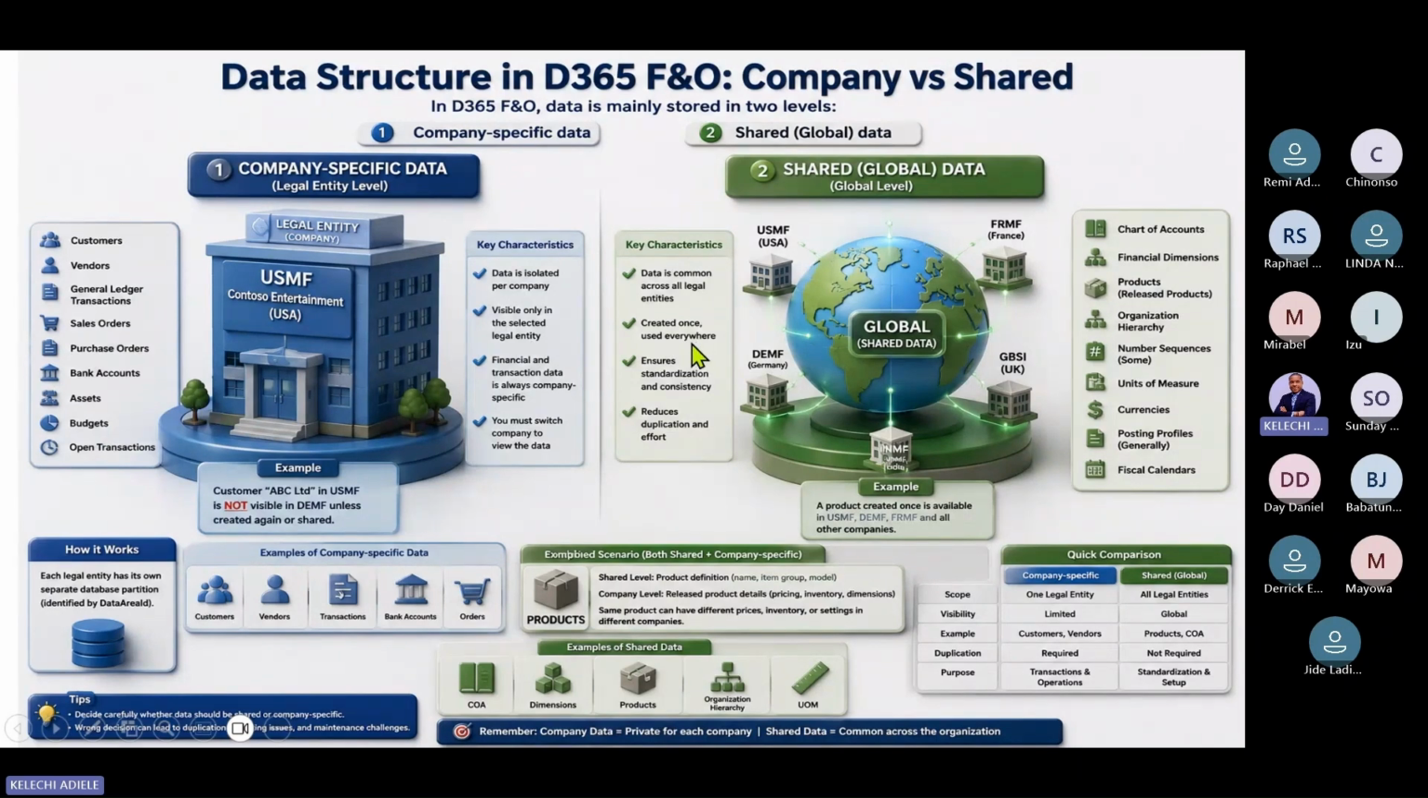Again, the characteristics of shared data: one is that data is common across all legal entities. So if we have 5 legal entities in the same server, I can see that kind of data. So I can see data for company A, even if I'm in company B. So those kinds of data are also sitting in the system.